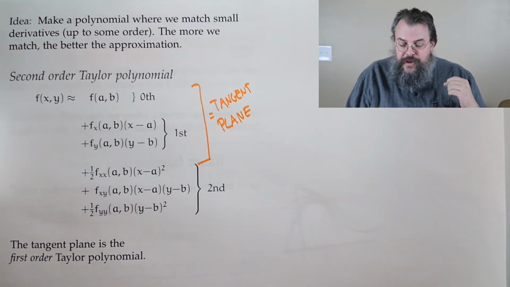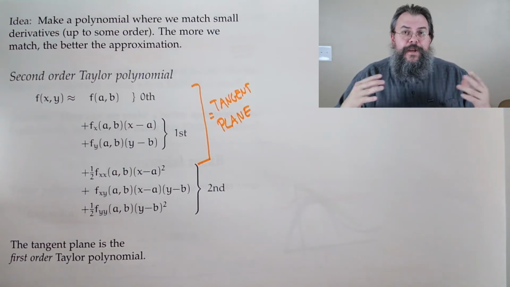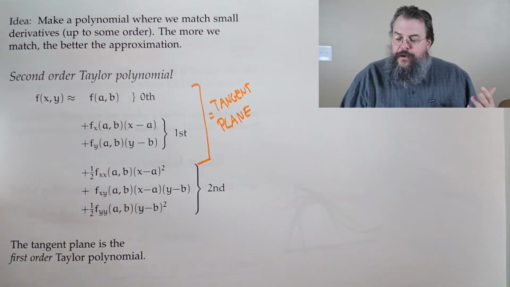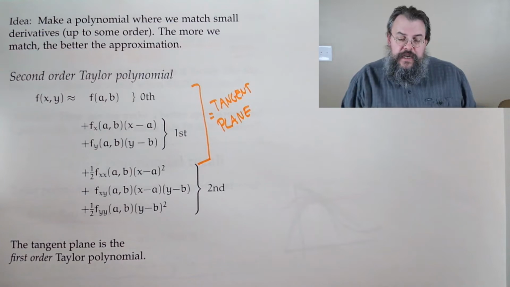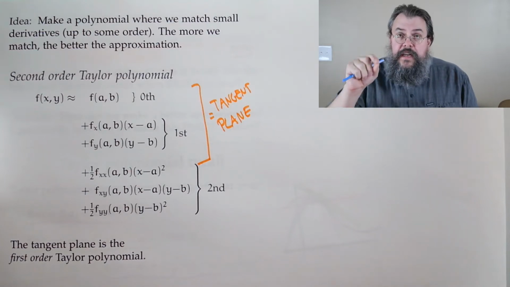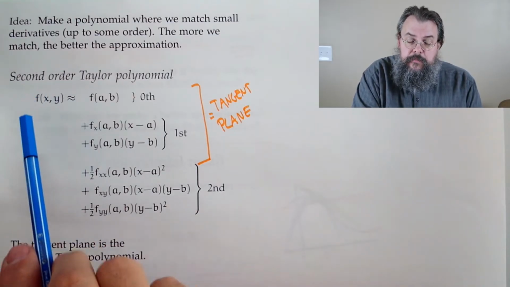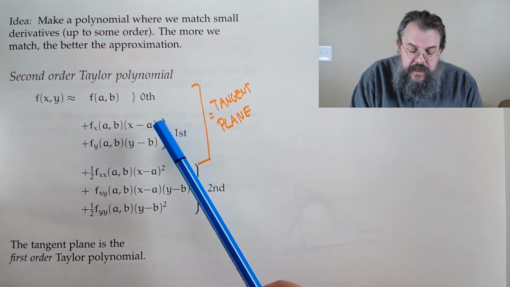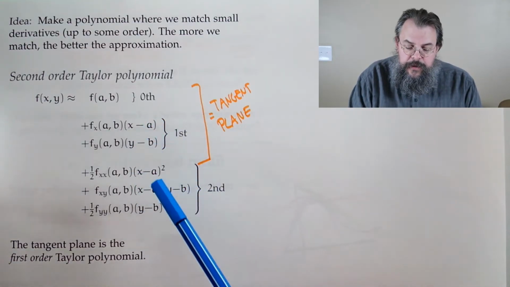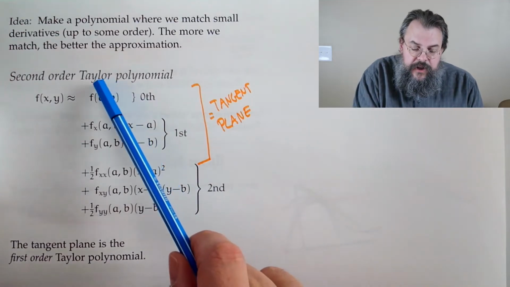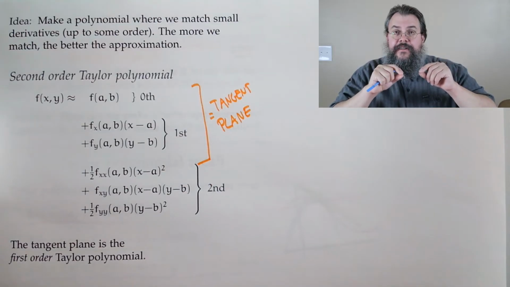Now, you might ask, where are all these pieces coming from, and why are we claiming that these are matching? Well, let's just take an example. Suppose we plug in a, b. So we're going to plug in x equals a, y equals b. Over here, we'd get f of a, b. Now notice, because I plug in x equals a, anything with an x minus a goes away. Because I plug in y equals b, anything with a y minus b goes away. So the only thing left is f of a, b. So that's what we mean when it says the value matches there.